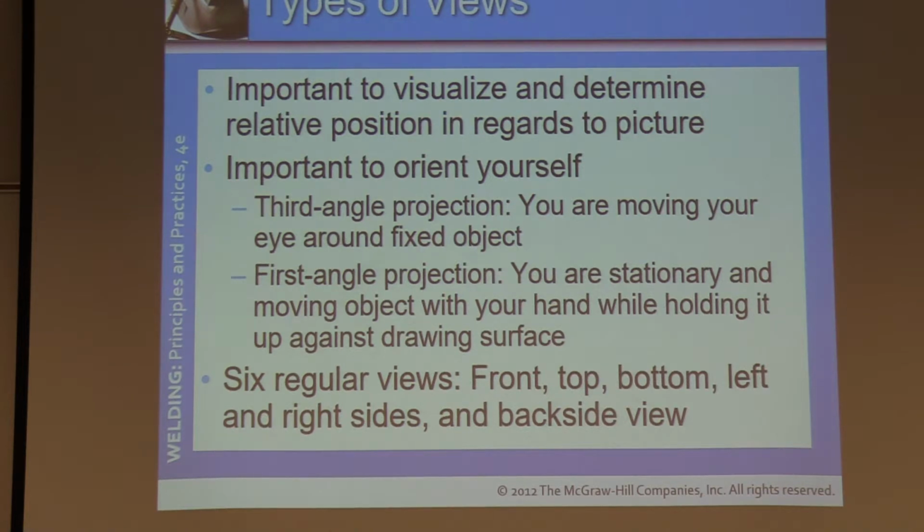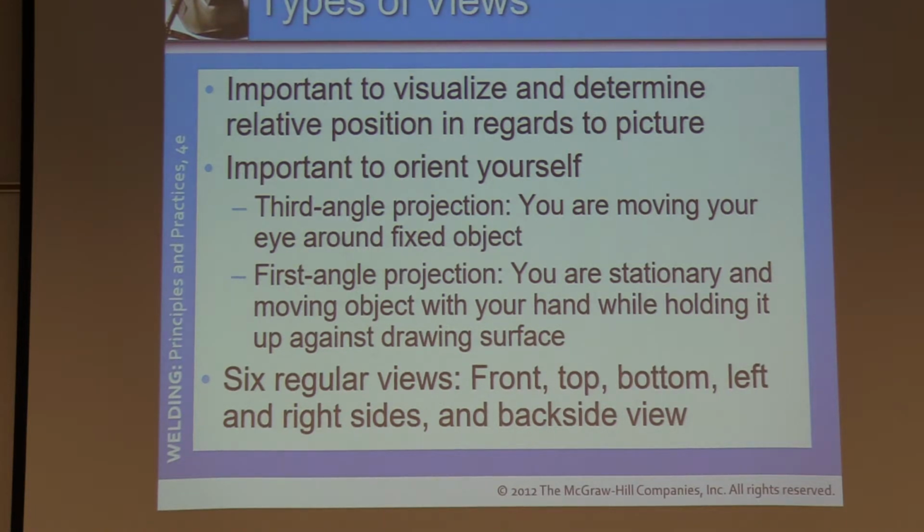Types of views. Okay. It's important to visualize and determine relative position in regards to the picture. Earlier we looked at the piece of square rectangular tubing. We had a top view, a front view, and a right side view. Amongst all three of those views, we were able to see and realize that it was a piece of tubing because the top was solid, the side piece was solid, and then from an end view, a right angle view, we were able to see that there were solid object lines on the outside and the interior, meaning the rest was hollow and certain parts were solid.